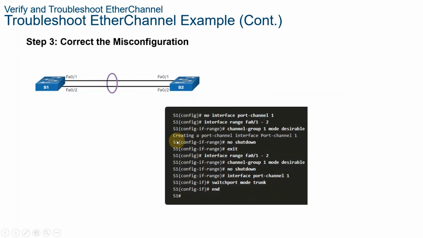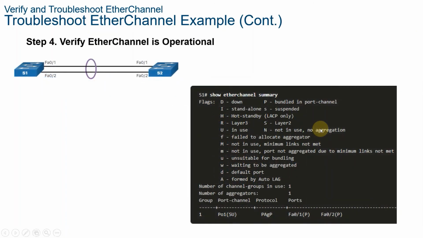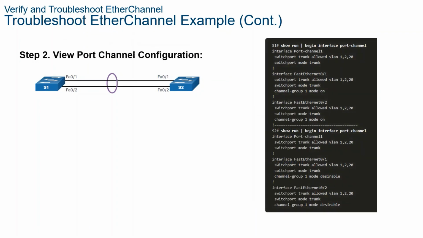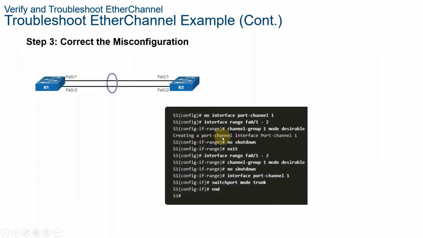The next thing is you need to correct the misconfiguration. To correct the issue, the PAgP mode on the EtherChannel is changed to desirable. Let's go back to the previous one. It is set to on. So we are going to correct this problem.